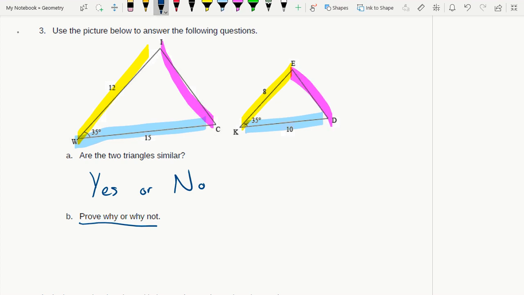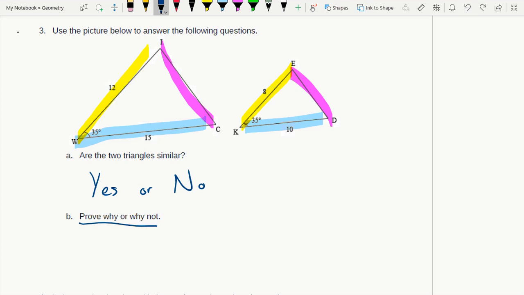Okay, so if we look at this, we've got 3 things. We have a side, an angle, and a side. And it matches up with a side, an angle, and a side. And if I can prove that my sides are proportional and my angle is congruent, then I'm going to have a rule that I can use. So let's set up proportions.